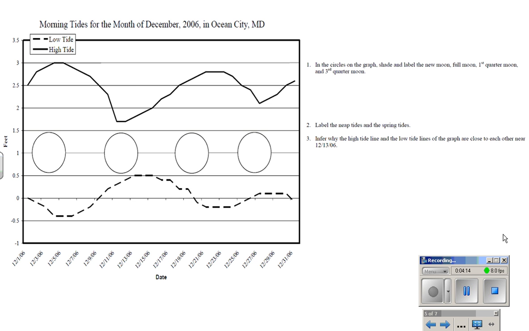This is a line graph. It's showing the change over time. The dotted line shows the low tide, and the other line shows the high tide.